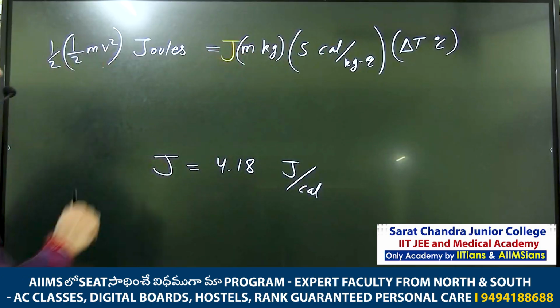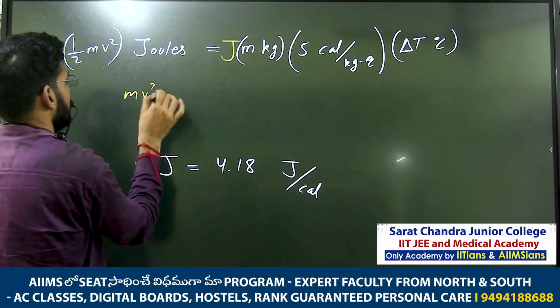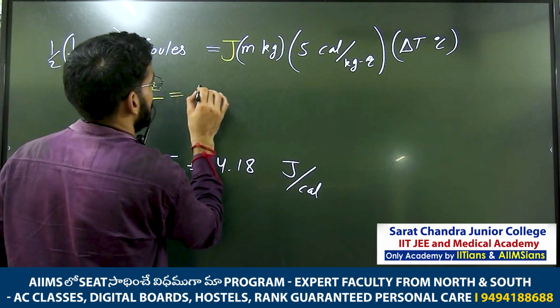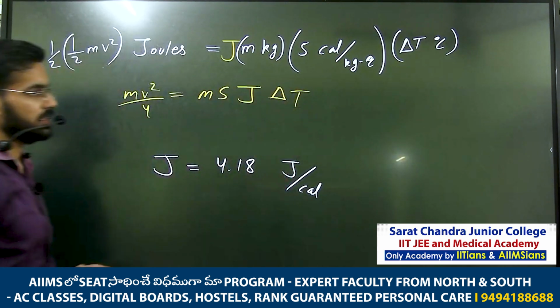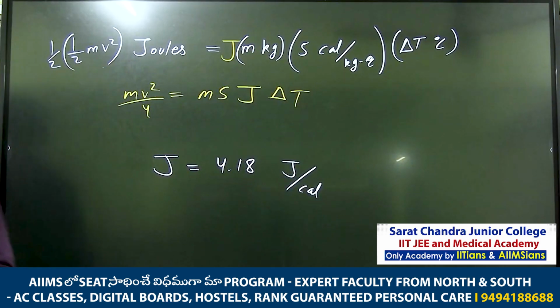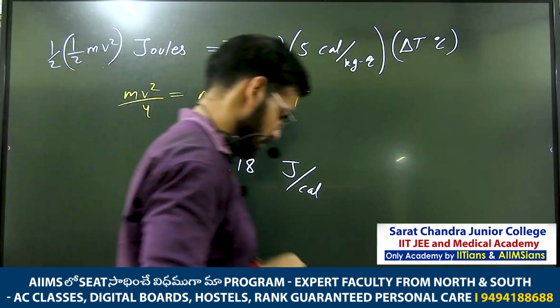So the relation that came is half mv square by 4 equals msJ delta T. Can you get delta T from here? I think that only is being asked. m cancels out.